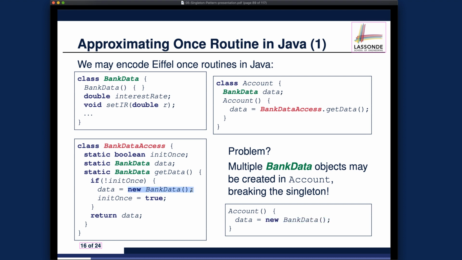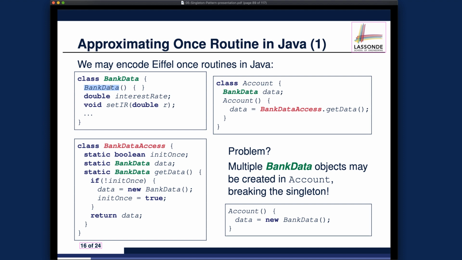So now you can see the new bank data here and also the new bank data here. There are simply two separate calls to the constructor. So we are really creating more than one object for that bank data. So there's no sharing of a single instance. That's the problem. The constructor is simply public. You cannot stop any clients from calling this particular constructor. So that's the issue.